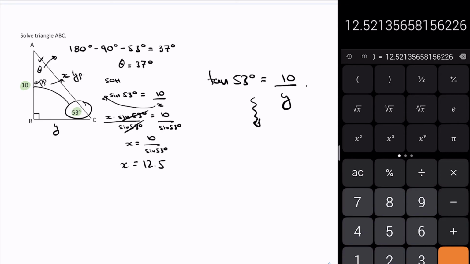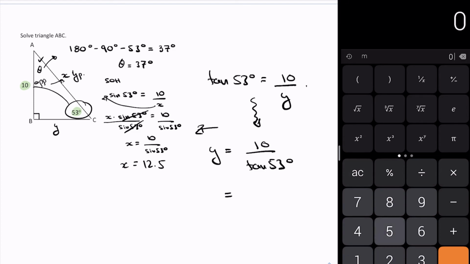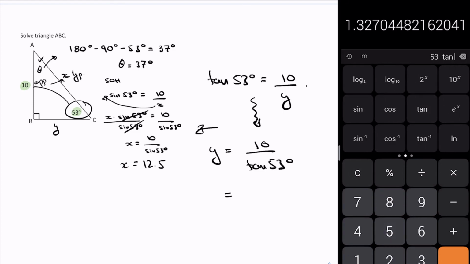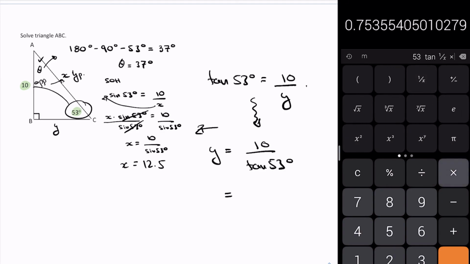Going through the same steps as over here, which I'm not going to bother repeating, I get y equals 10 over tan 53 degrees, which now forces me to go to a calculator. So I will do the 53, scroll over, there's the tangent, reciprocate that, and multiply it by 10. And that gives me 7.5. So y is going to be 7.5 units, whatever that is.